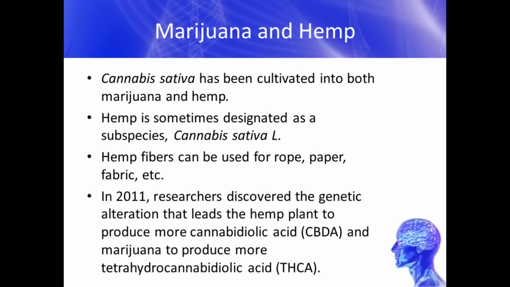In 2011, researchers in British Columbia discovered a single gene difference when you looked at the hemp versus the marijuana end of the cultivation chain, showing that this single gene accounted for an enzyme difference that led to marijuana producing more of the THC type cannabinoids and hemp producing more of the cannabidiol cannabinoids.